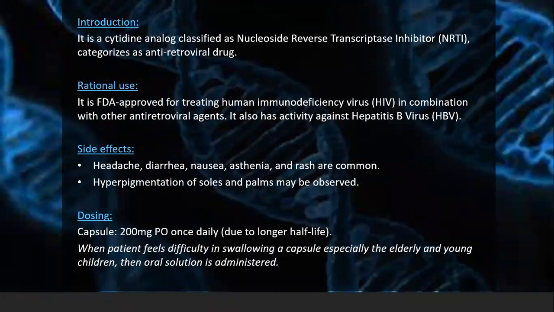Side effects are headache, diarrhea, nausea, and asthenia. Asthenia is an abnormal physical weakness. Rash is common. Hyperpigmentation of soles and palms may be observed in some patients.